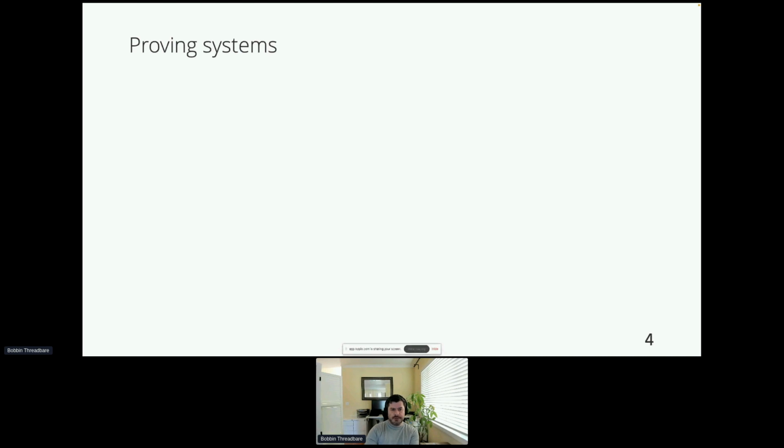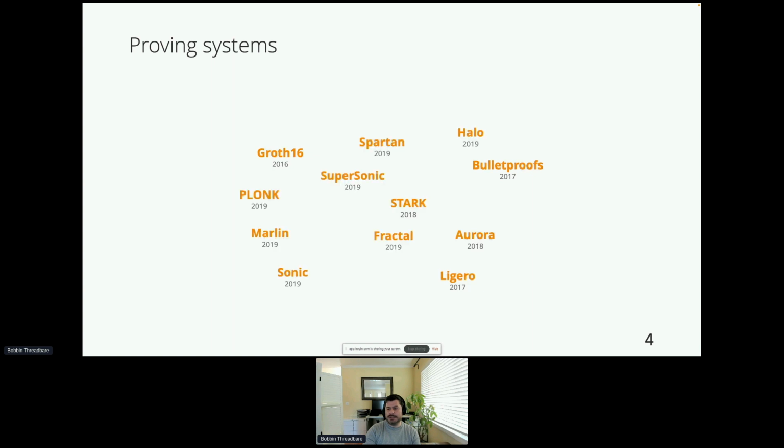Zero-knowledge proofs really exploded over the last few years. The beginnings were laid in the 80s, but from a practical standpoint, they became useful maybe in the last 5 years or so, maybe a bit more. This is just a sampling of different proof systems and when they appeared, and there is a lot here and even more that I'm not listing.